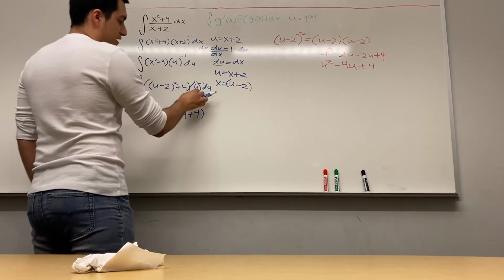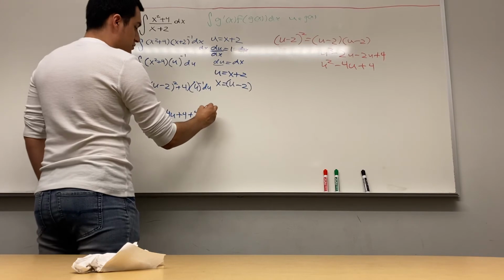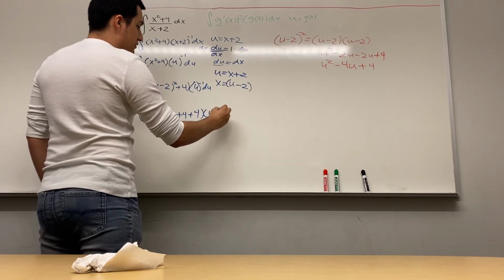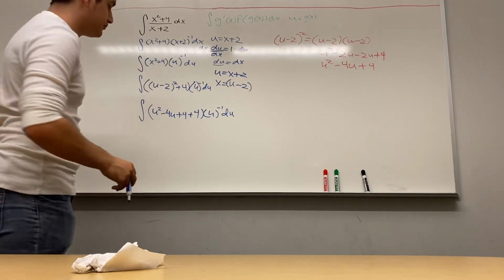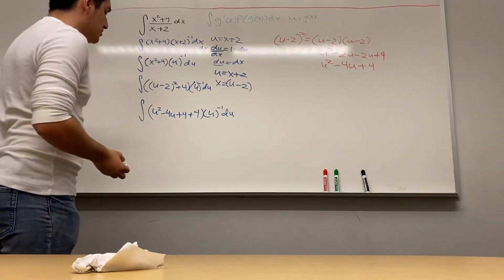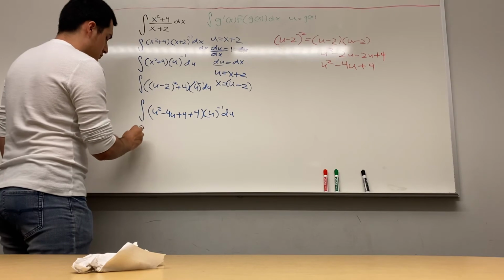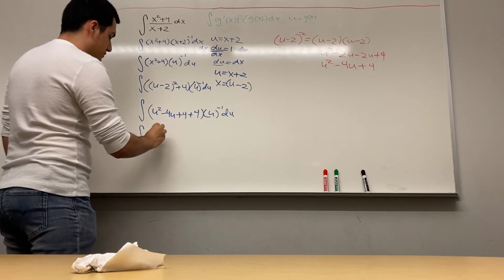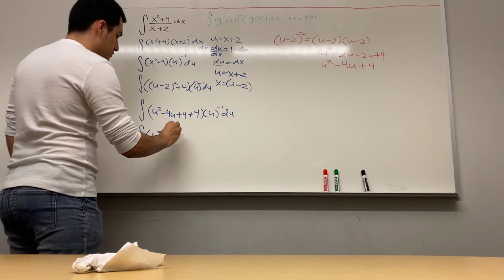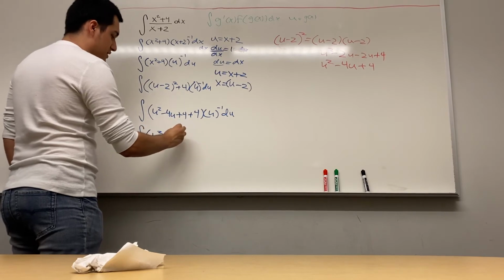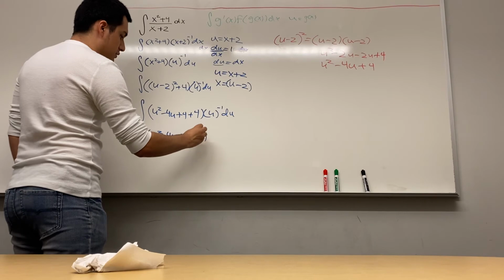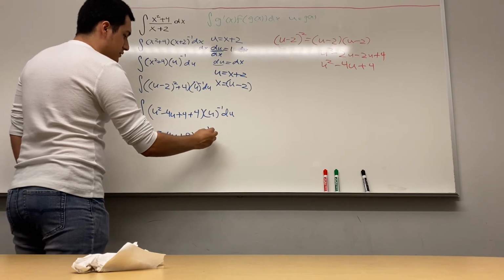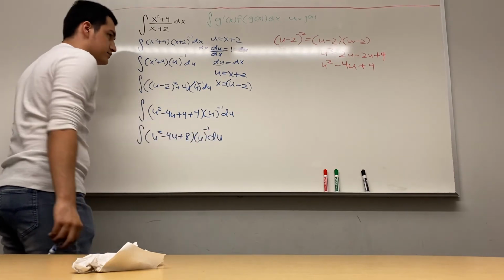Okay, and then don't forget the rest of your terms as well. So we have u to the negative 1 power with respect to u. Now, let's just simplify this out. We get u squared minus 4u, this is 4 plus 4, so plus 8, times u to the negative 1 power with respect to u.